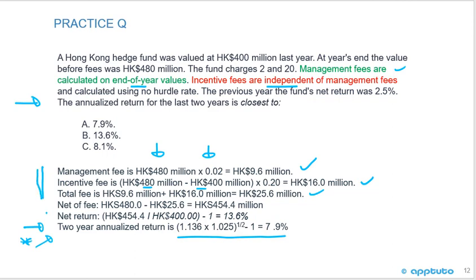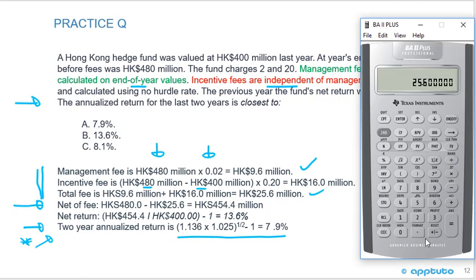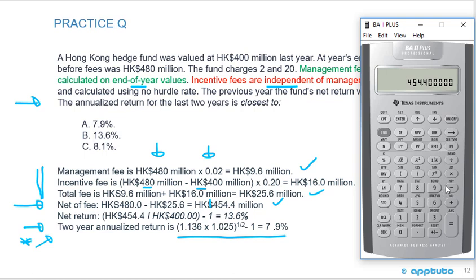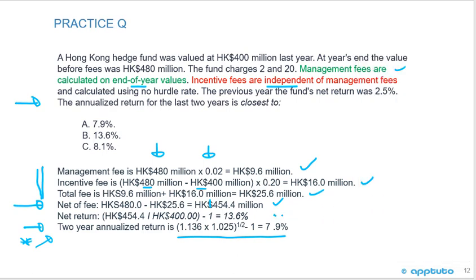We haven't really seen anything new. So then, net of fees, again, nothing new up to this point. Net of fees, 25.6 is our fees, so I can make that a negative sign, plus the 480, the balance at the end of the year. So we can see that we have 454.4 Hong Kong million. It was our balance. So then to calculate the return, that's easy. It's going to be 454 divided by my 400 at the beginning of the year, minus 1, times 100. So I've got my return of 13.6%.